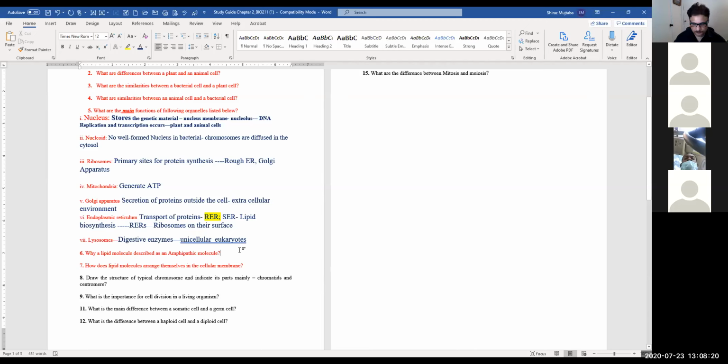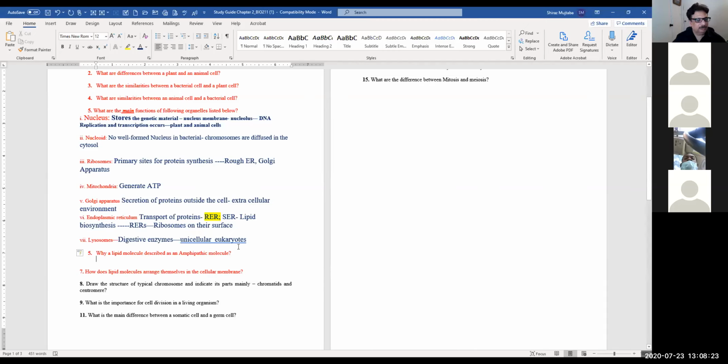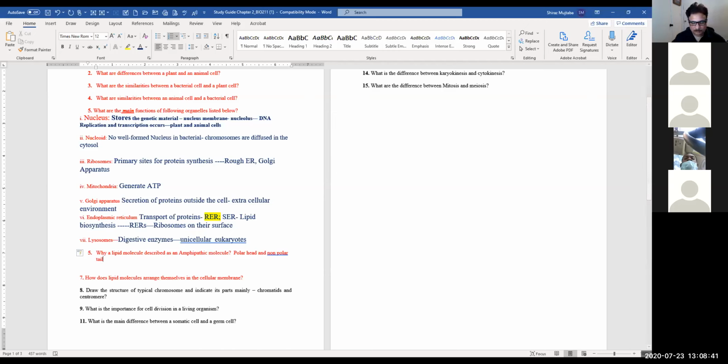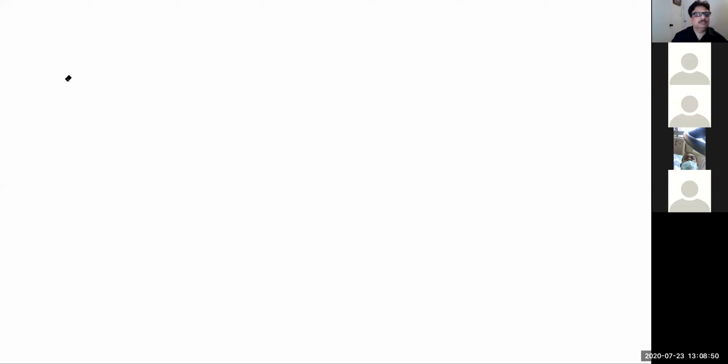Question number fifth, why is a lipid molecule described as amphipathic? Because this is a unique molecule that has a polar head and a non-polar tail. So let me show you why it is called amphipathic, because in a single molecule, lipids have a polar head and a non-polar tail.